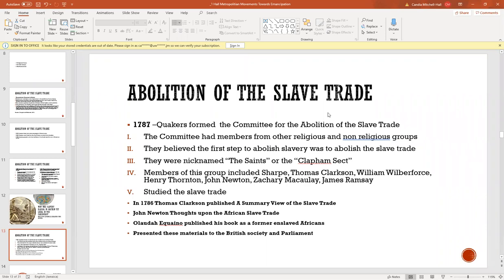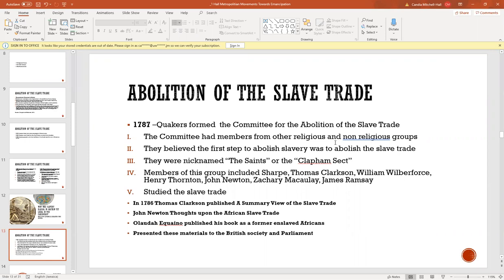So the Quakers formed a group that is called the Committee for the Abolition of the Slave Trade. This group was made up of people from various denominations. Some persons who were not even religious were part of these groups. And they nicknamed them the Saints. People mocked them and said, look at them, the Saints, talking about Africans should be free and getting rid of the slave trade. These people are stupid. So they call them the Saints or the Clapham Sect.